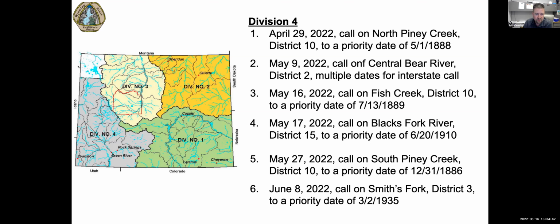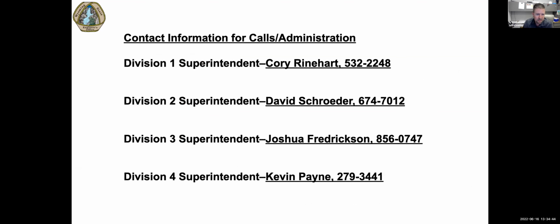I believe the last slide is just another chance for you to write a name and a phone number down. If you have questions in your corner of the state, these are the guys to call, and they're more than happy to help. They have staff that do this all the time, so they'll get you directed to who you need to talk to.